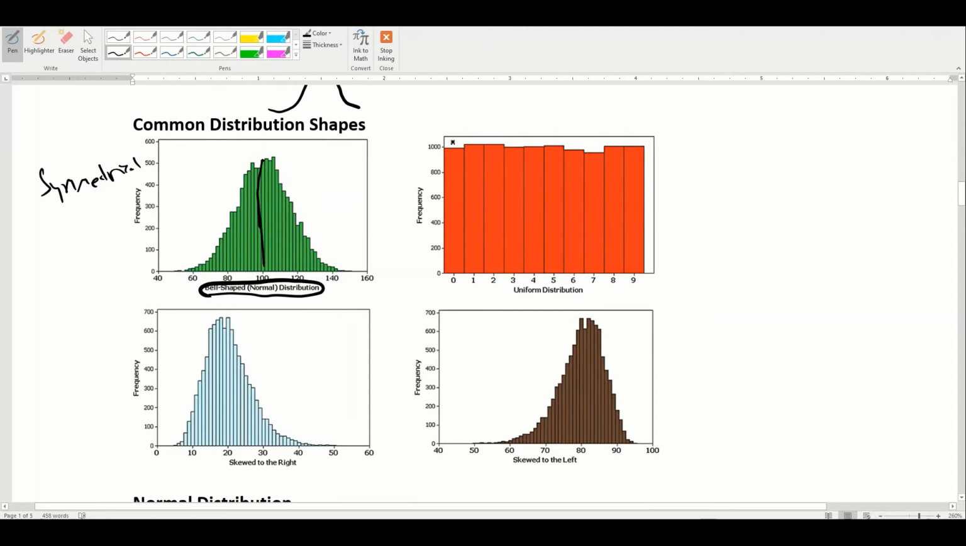This is uniform. Uniform means it follows a line on top. It's the same, almost. It's not exactly, but it's pretty close. Skew to the right means it tails to the right.